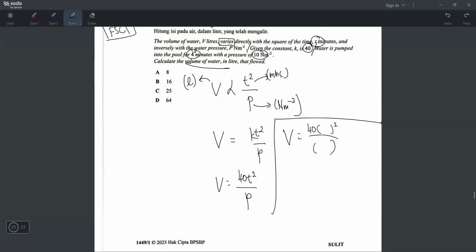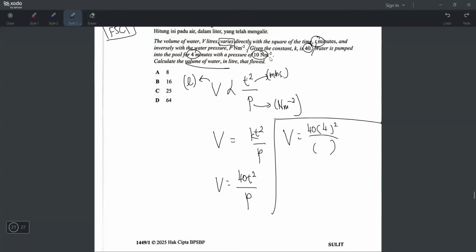T is 4, right? Okay, I want to ask you, this 4 minute, do I have to darab 60 or bahagi 60 or just leave it as 4? Leave it as 4. Because T memang nak masuk dalam minutes. So 4 is already in minutes, so masuk saja. That is why I always tell students you have to take note the unit. Ya, selalu dia akan main dengan unit. Okay. So I have to be careful.